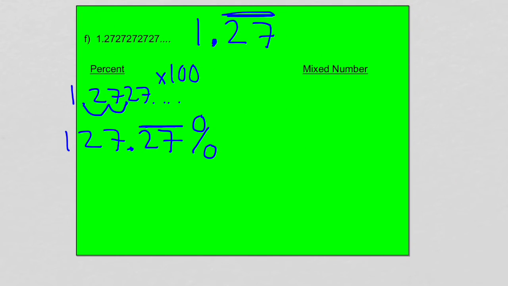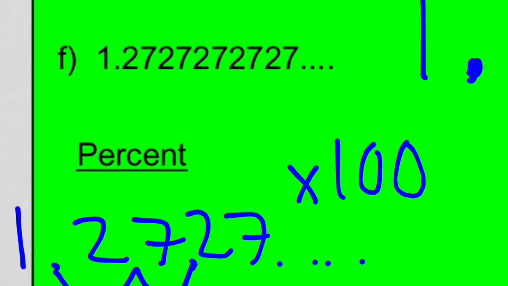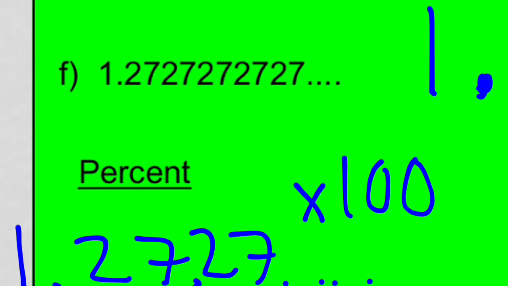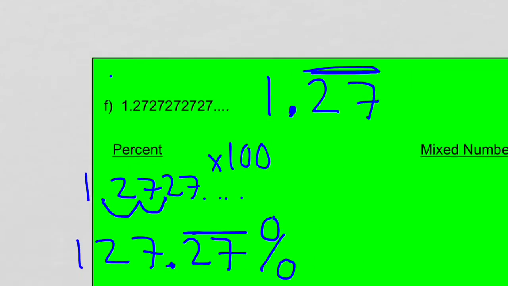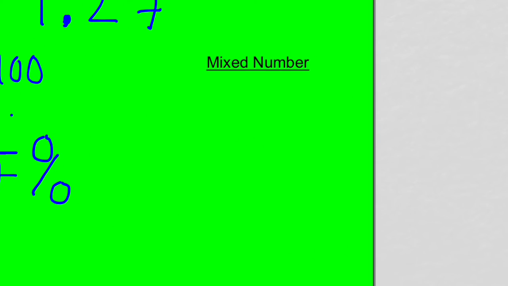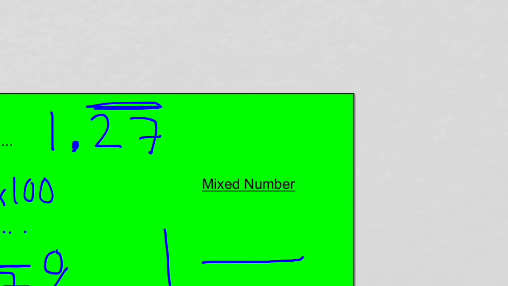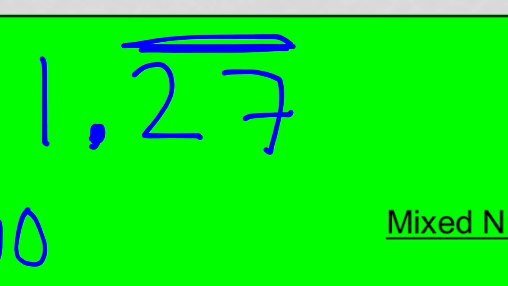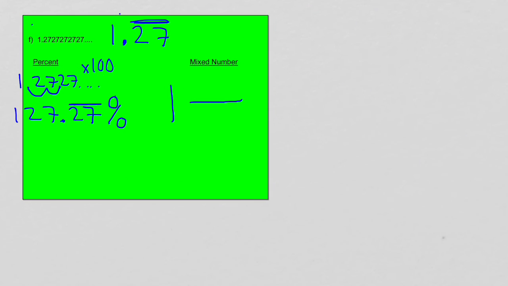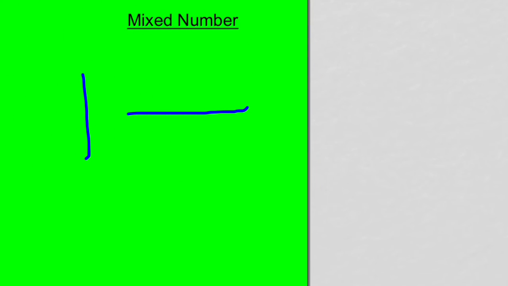Okay, we have another mixed number here. We have a whole number of 1. Right there. So that means our whole number is going to be 1. Same thing as terminating decimals. The digits behind the decimal become the numerator. We have 2 different digits. We have a 2 and a 7. So that's going to be the numerator of the fraction.